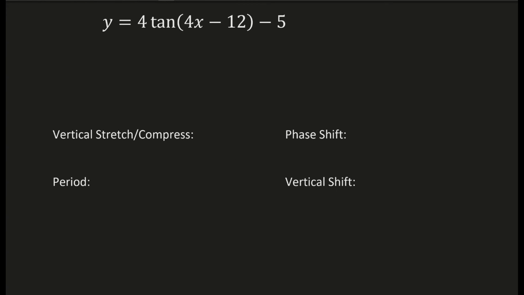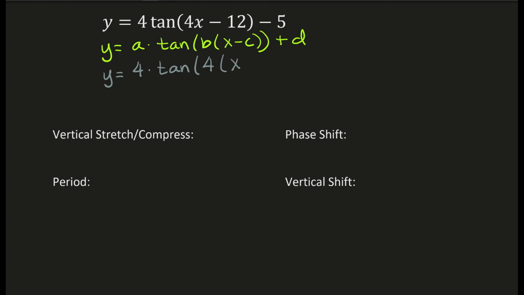All right, we're going to look at one more equation. Here, this is not in standard form. Remember, you want this to be written as A times tangent of B times x minus C, plus D. This here, they have distributed the horizontal dilation. So we want to rewrite it. This way we can easily identify all 4 of our components. So we're going to factor out the 4, and that will leave us with x minus 3, minus 5. Notice how now it's much easier to identify all of your components.